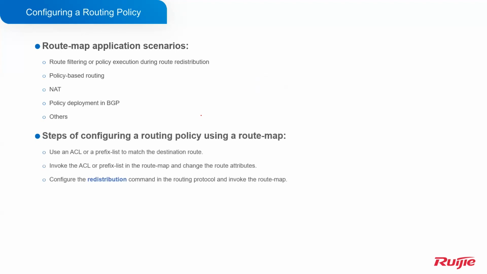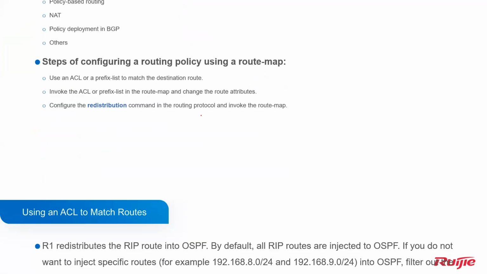And the steps of configuring a routing policy using a route map are shown here. Use an ACL or a prefix list to match the destination routes. Invoke the ACL or prefix list in the route map, change the route attributes, configure the redistribution command in the routing protocol, and invoke the route map. Okay, these are the steps for configuring.